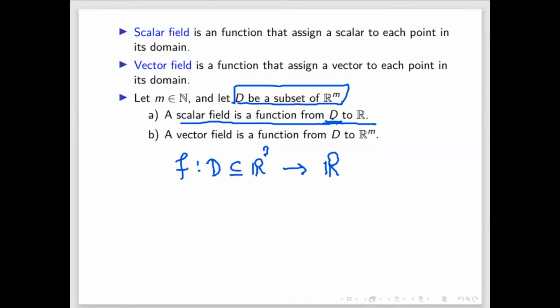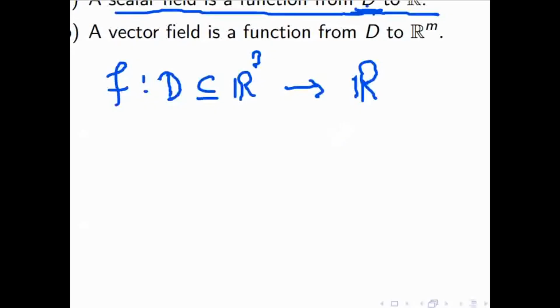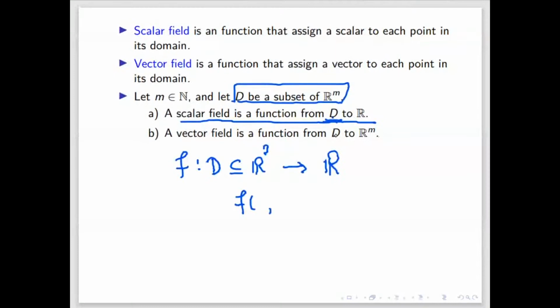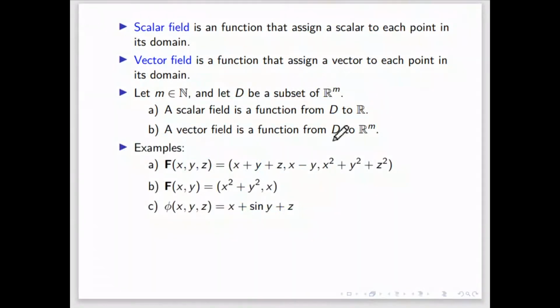f(x, y, z) is equal to x square plus y square plus z square. Yes, so here three components x, y, z. Suppose x square plus y square plus z square, so this is a real number and this is a vector in R3. So it is a scalar field. Similarly, we can give one example of a vector field. So these are the examples.